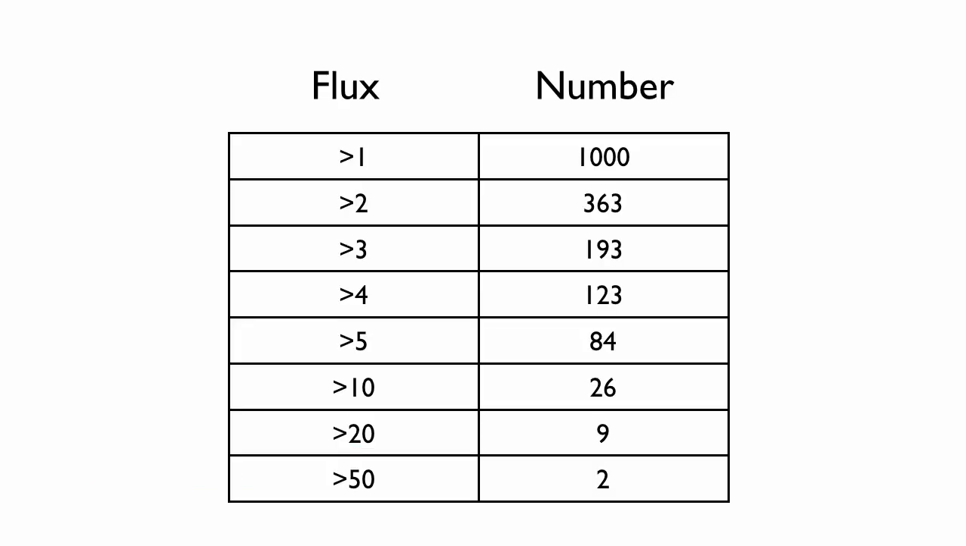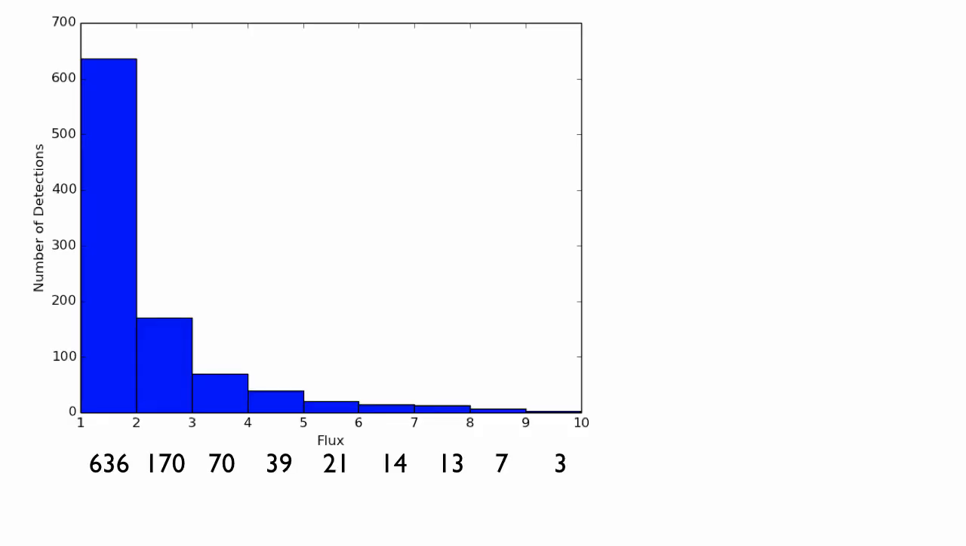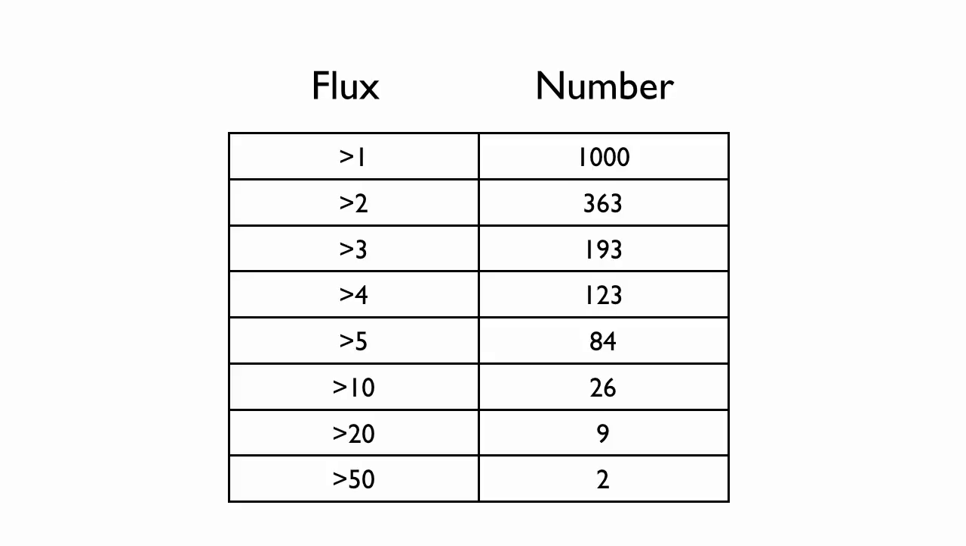Okay, so what do we do now? What we do now is work out the cumulative number of counts. Back here, we had the number of counts in each bin, but what we really care about is the number brighter than some limit. So the number brighter than a flux of 1 is the sum of this bin, this bin, this bin, in fact all the bins, which in this case is 1,000 objects. The number with fluxes greater than 2 is going to be this bin plus that bin plus that bin, all added up, and so on. So here I've added it all up.